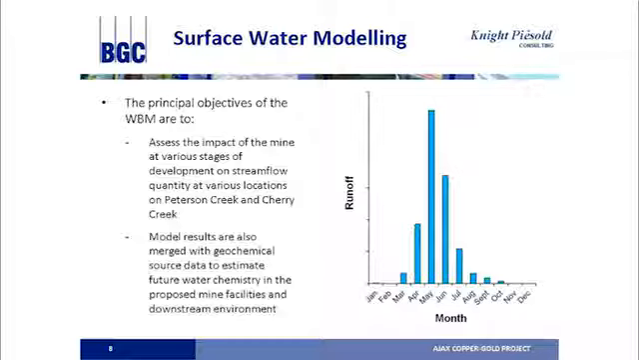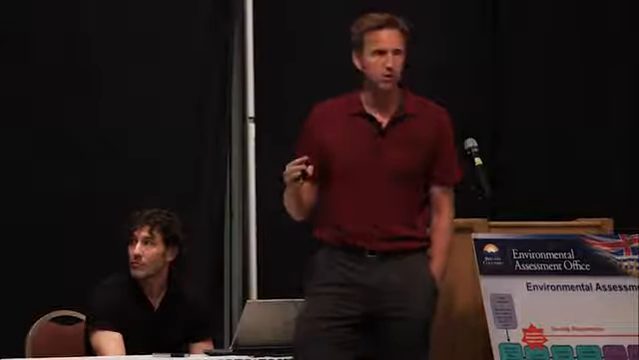And so the principal objectives of this water balance model are to assess the impacts of the mine at various stages of development on the stream flow quantity, not only upstream of the mine site, but at the mine site and also downstream at various locations. And we also merge the model results with water quality data to estimate future water chemistry, both at the proposed mine facilities and down gradient.